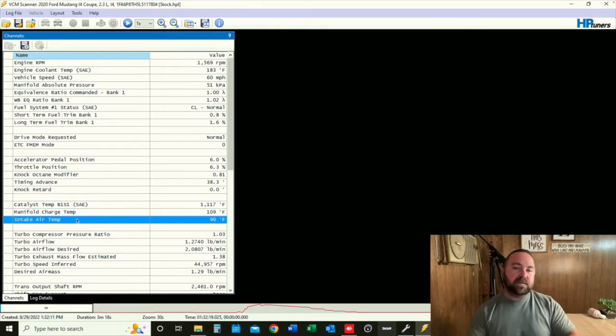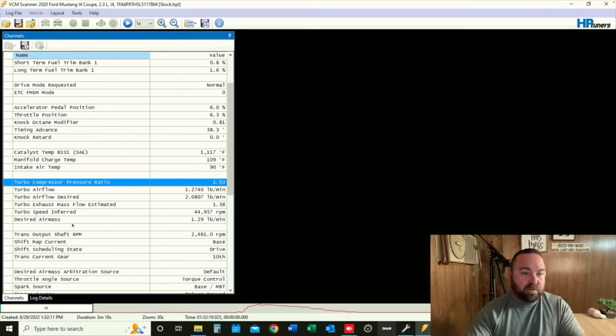All right, intake air temperature, you don't really need that, but I like to see how closely my intercooler is tracking outside temperature or under the hood temperature. And in this case, it's within 20 degrees, which for that little bitty thing is doing pretty good.